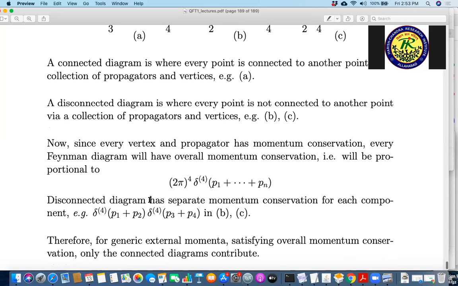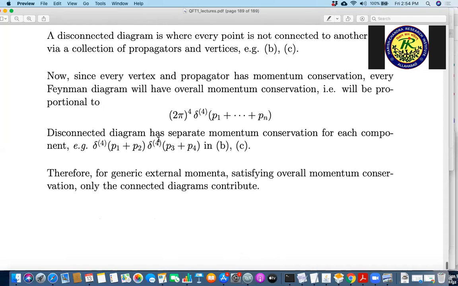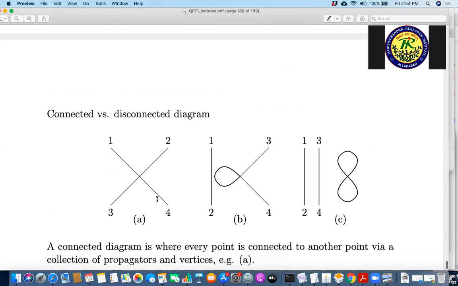But disconnected diagrams have something more. In a disconnected diagram, there is separate momentum conservation in individual connected parts. So for example, in this diagram, because of this propagator, there is already a delta 4 of P1 plus P2. And because you also have the overall momentum conservation, from this part of the diagram there is a delta 4 of P3 plus P4. So diagram B, and also diagram C, will have delta 4 of P1 plus P2 times delta 4 of P3 plus P4. Which basically means that this gives you additional constraints among momenta than what is implied by overall momentum conservation. Diagram A has only delta 4 of P1 plus P2 plus P3 plus P4, whereas diagram B has delta 4 of P1 plus P2 times delta 4 of P3 plus P4.